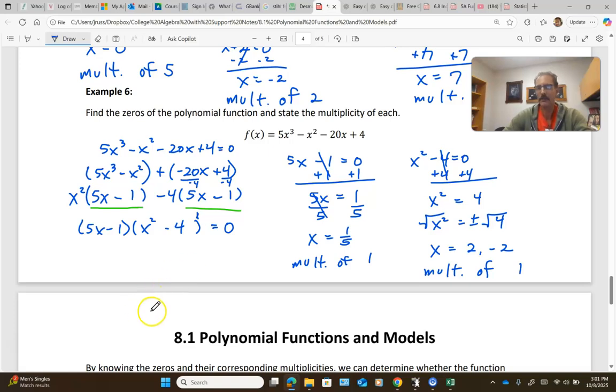Okay, so 2 has a multiplicity of 1, negative 2 has a multiplicity of 1, and then 1/5 has a multiplicity of 1. And a third degree or cubic polynomial can have no more than 3 zeros. That's the maximum number. Okay? The maximum number of zeros is dictated by the degree of the polynomial.